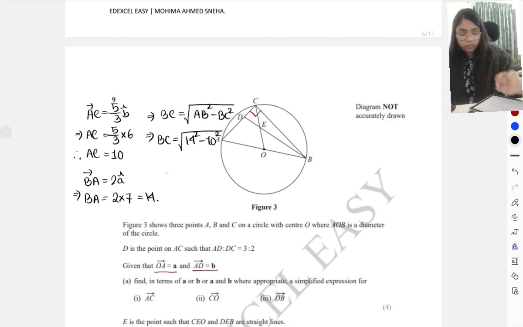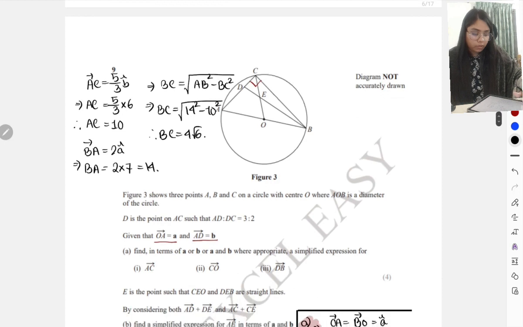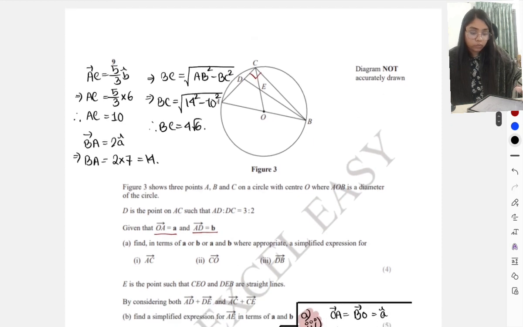That is 4 root 6. So you have BC as 4 root 6. Final answer of BC is going to be 4 root 6. Okay, now after this, we still have not found the area for the triangle. Now we can find out the area of the triangle.